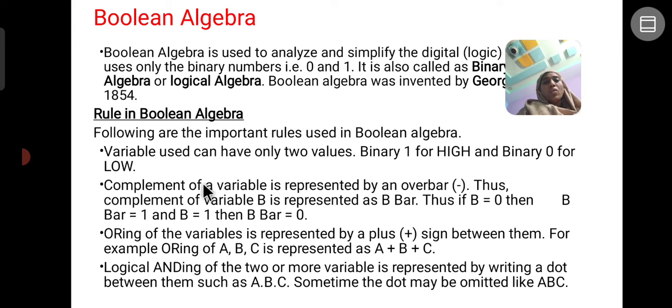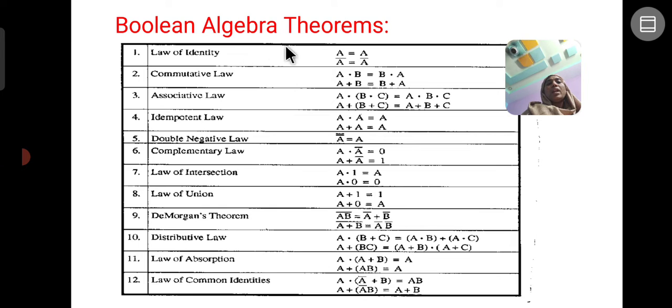So we have to follow all these three rules. The first one is only binaries, zeros and ones: 0 is logic 0, 1 is logic 1. The second one is complementing, where if a is the input, the complement of a is a bar. If the input is 0 the output is 1, and if the input is 1 the output is 0. ORing is the addition of the inputs, so a plus b plus c. If any one input is 1, the output is 1 for the OR gate. The next one is ANDing, which is the dot product. So these are the Boolean algebra rules. These are the Boolean algebra theorems.